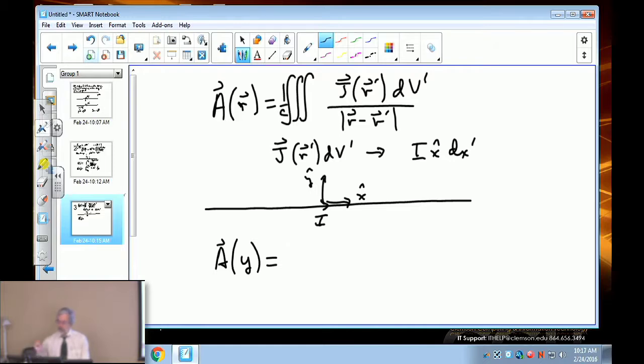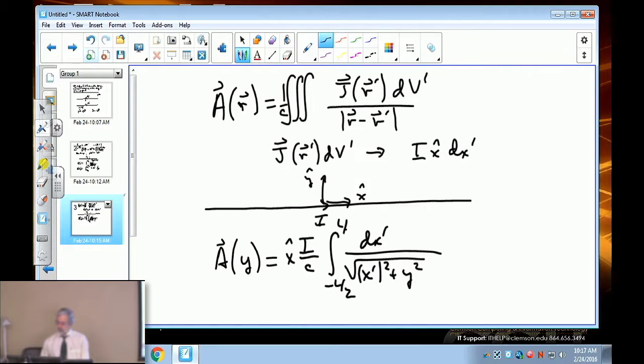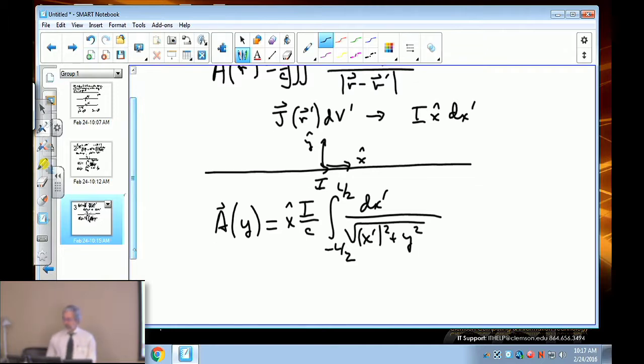Oh, there's a 1 over c here for CGS. So I over c integral also in the x direction dx prime over square root of x prime squared plus y squared, from minus L over 2 to L over 2. Okay, so it's the same integral actually that we were doing for phi, but be careful here. X hat is just a common factor, so I pulled it outside of the integral. A has no component in the y hat or z hat directions. A is pointing along the x direction because there's only current in the x direction.